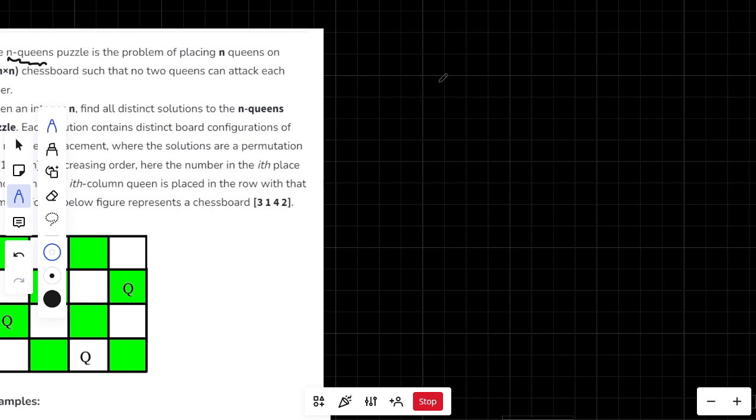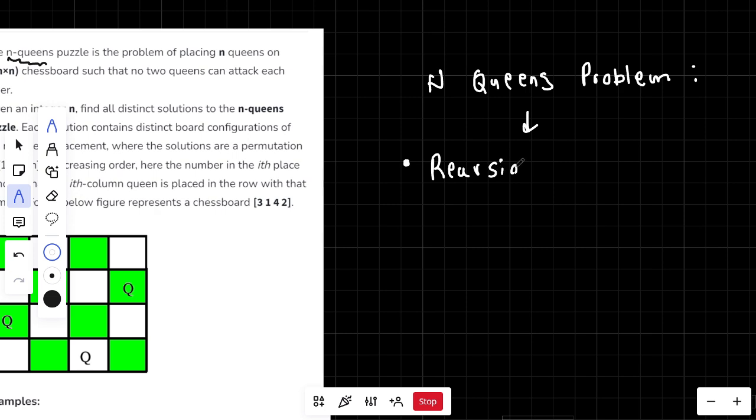So today's problem is on the N Queens problem. Guys, be very careful while I am solving this. This problem is going to be solved using the process of recursion plus backtracking.